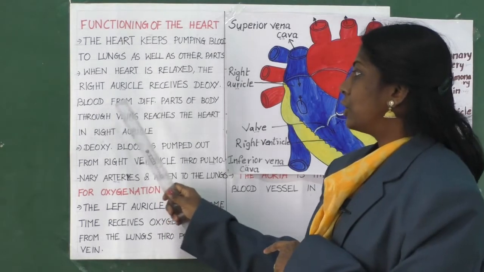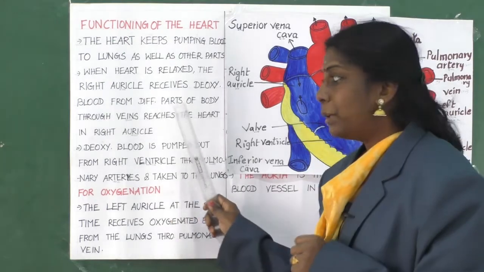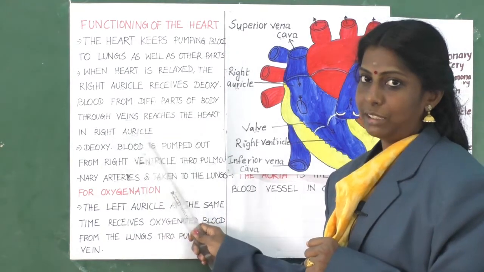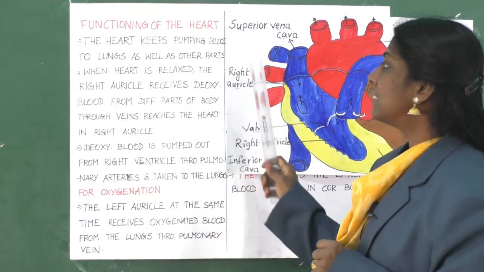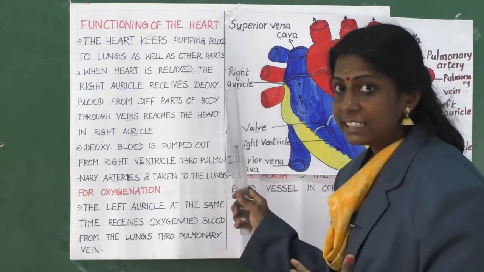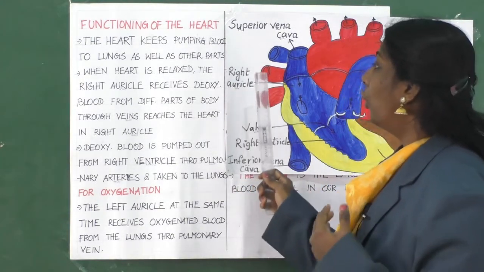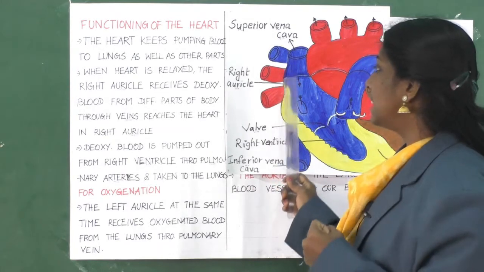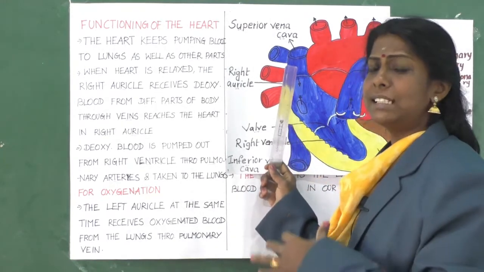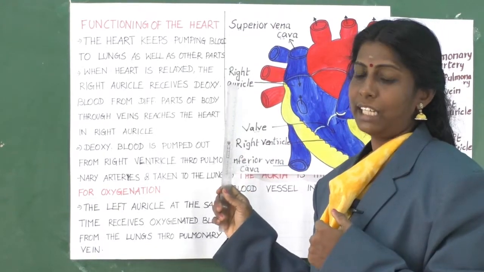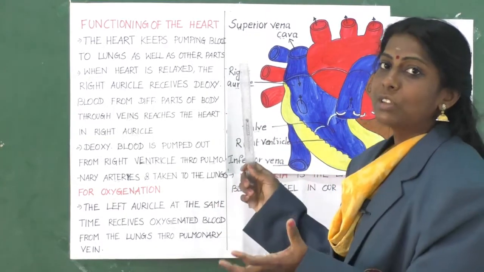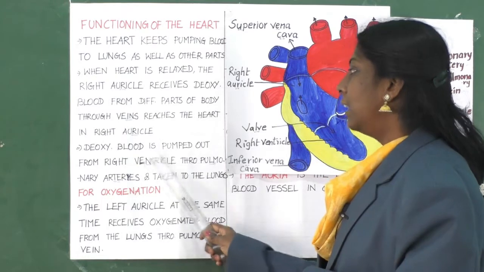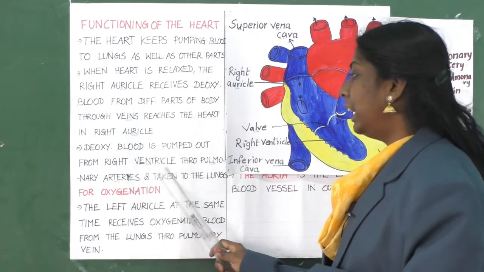Listen. Here, deoxygenated blood from different parts of the body reaches the heart through veins, in the right auricle. So what we learn here is that when the heart is relaxed, the right auricle will receive deoxygenated blood from different parts of the body through veins. It is just transferring the deoxygenated blood. Clear? Next point. The deoxygenated blood is pumped out from the right ventricle.